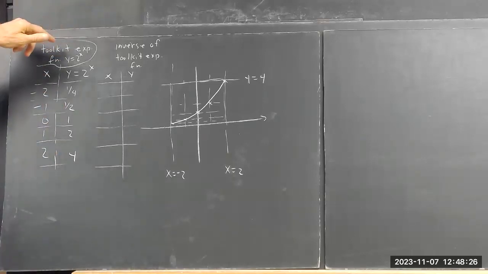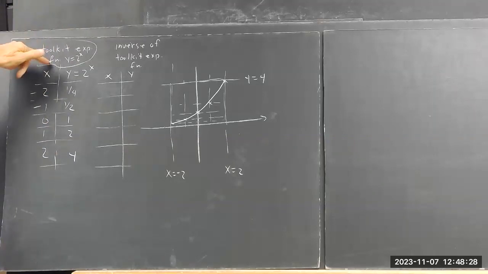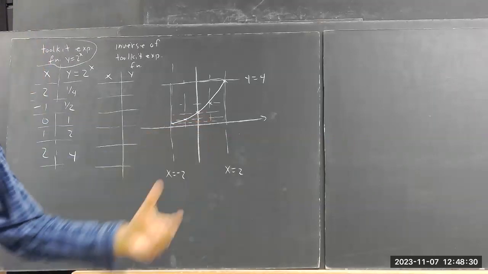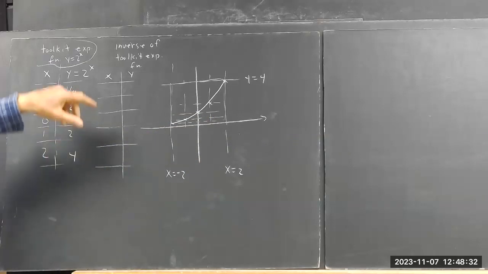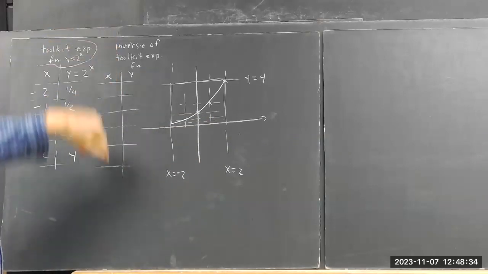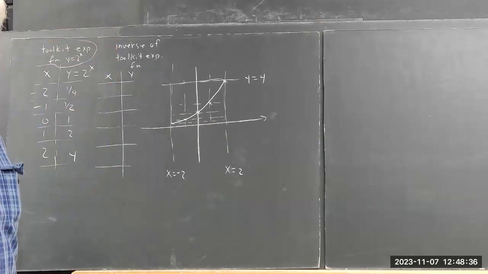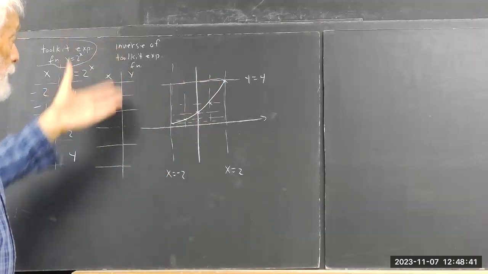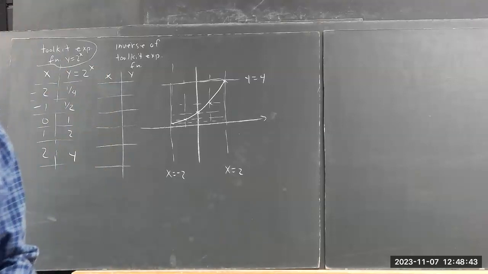Okay, just reviewing now. The toolkit exponential function has this table and this graph that you know how to construct. We want to do the inverse of the toolkit exponential function. I assume you understand everything you see here. But how do we do the inverse of a function if we have a table?